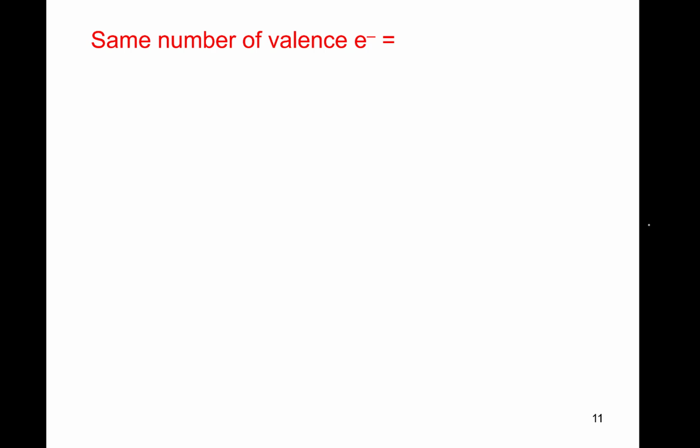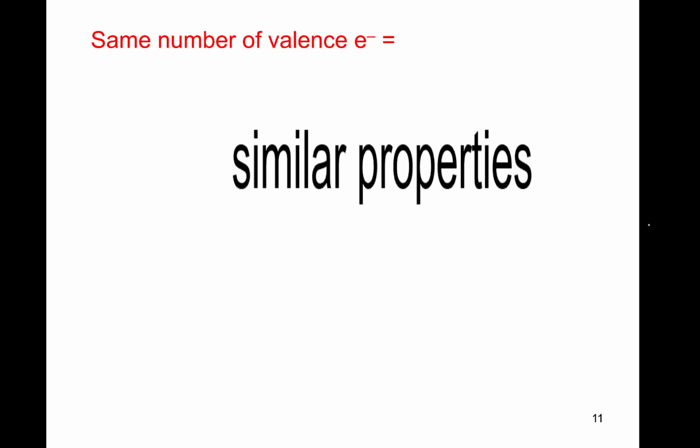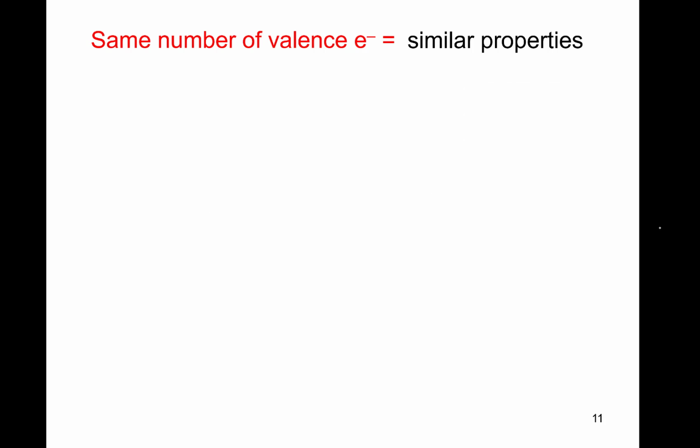So if an element has the same number of valence electrons as another element, that means they're going to have similar properties to each other. Because these valence electrons are responsible for chemical bonding, as we said in unit 4, the last unit. So they're going to have similar properties. Let's look at lithium and sodium, which are both in group 1. Lithium's in period 2, sodium's in period 3.